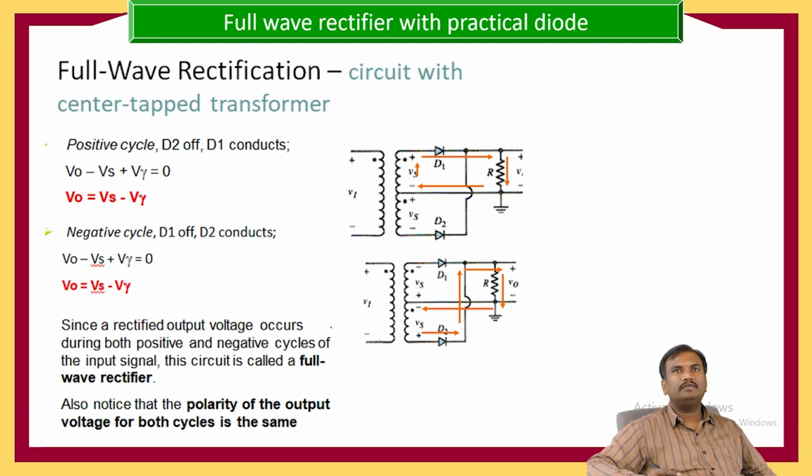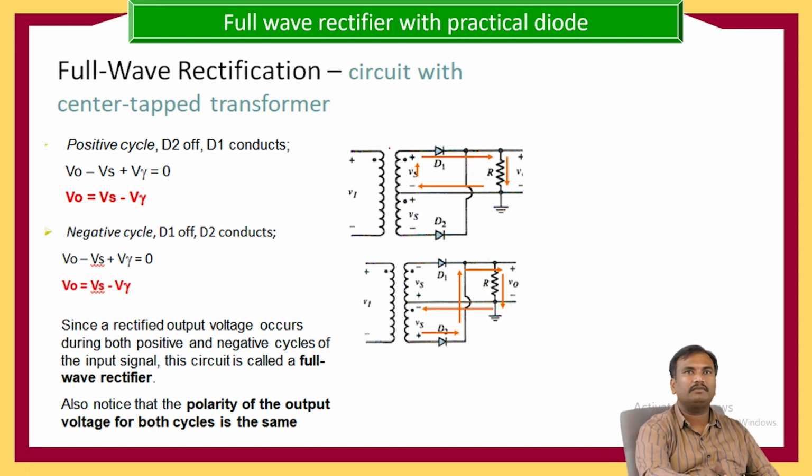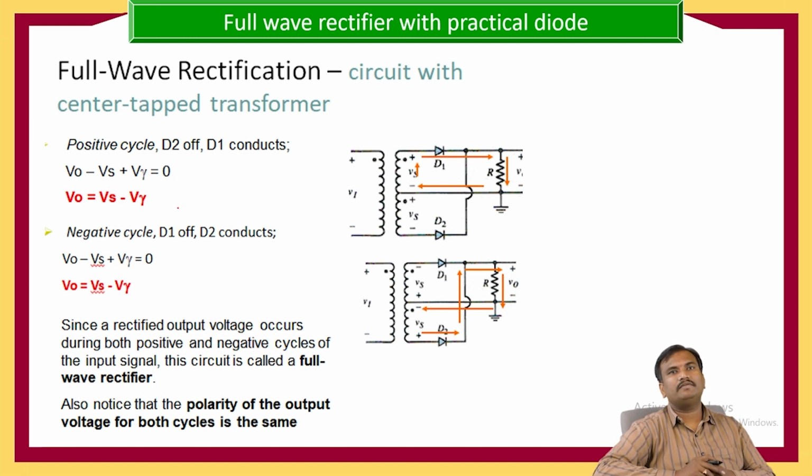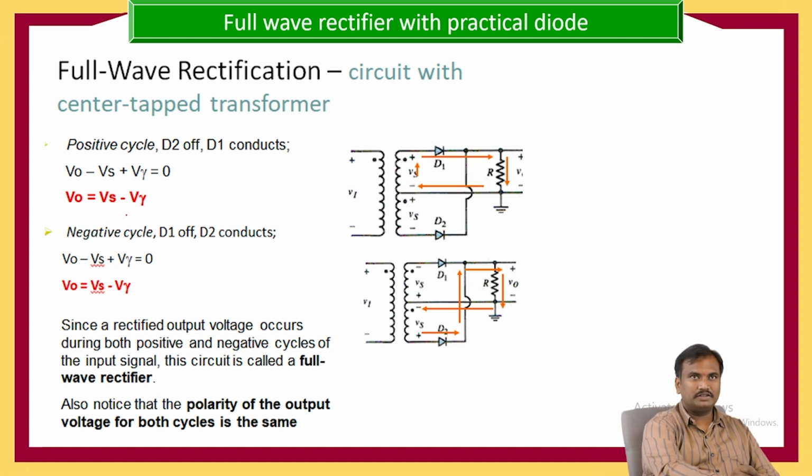Now let us go with the full wave rectifier with practical diode. When we go with the practical diode full wave rectification, during the positive half cycle when D1 conducts, the output voltage V0 minus Vs plus V gamma is equal to 0. Here V gamma is the voltage drop across the diode, that is nothing but the forward voltage drop across the diode. So the output voltage is equal to the input or source voltage Vs minus V gamma.